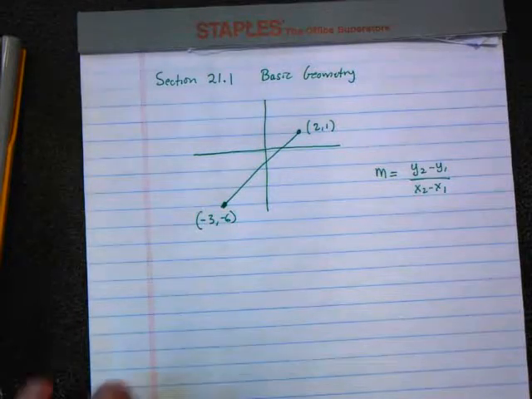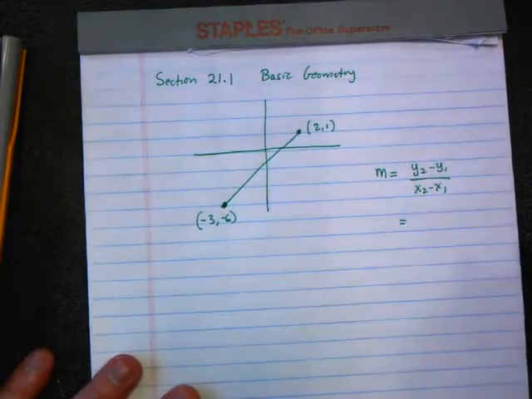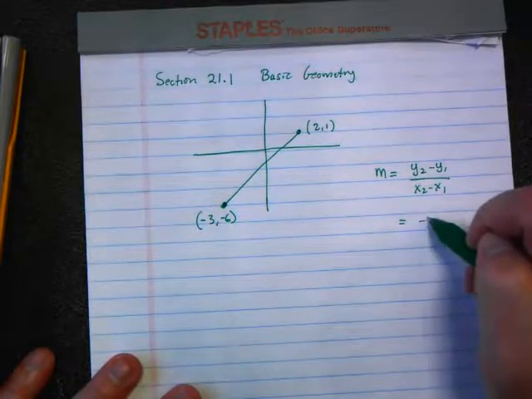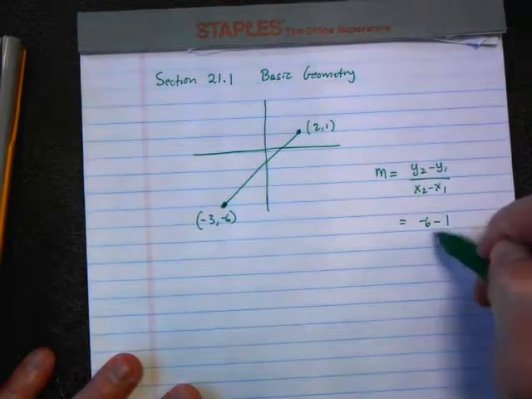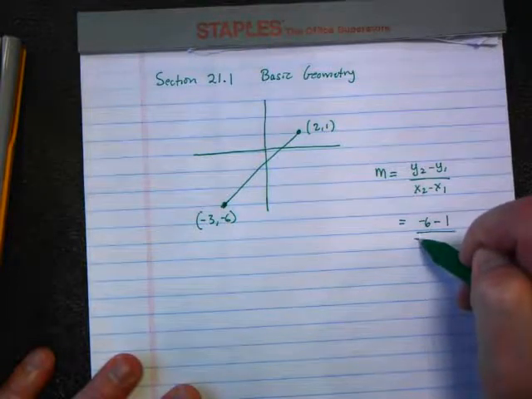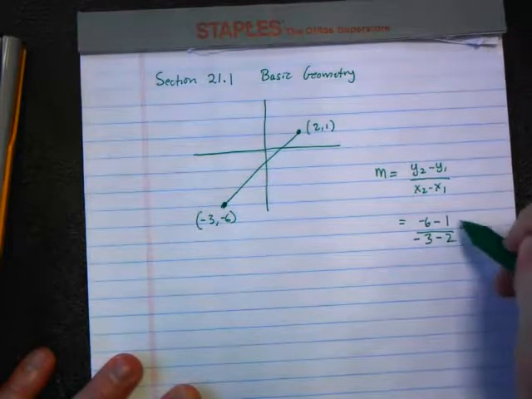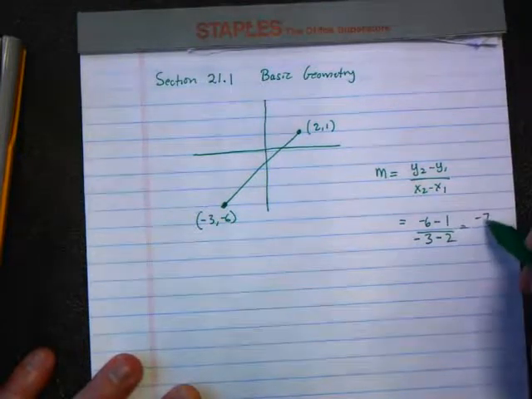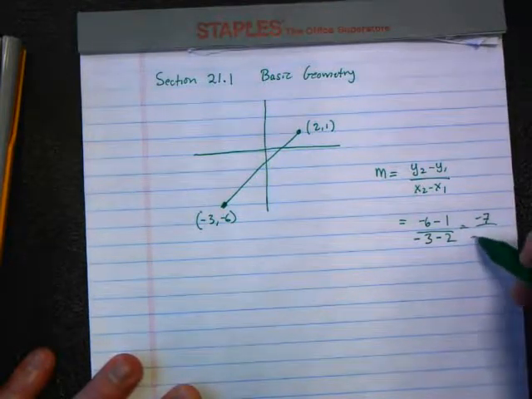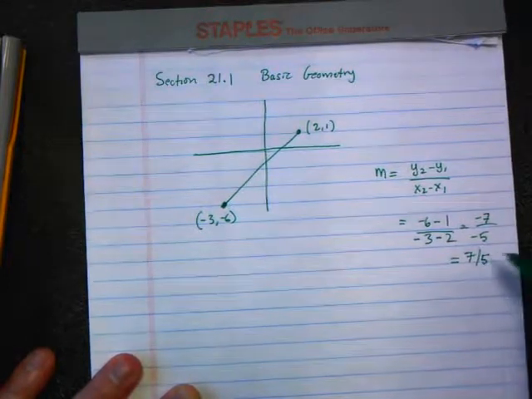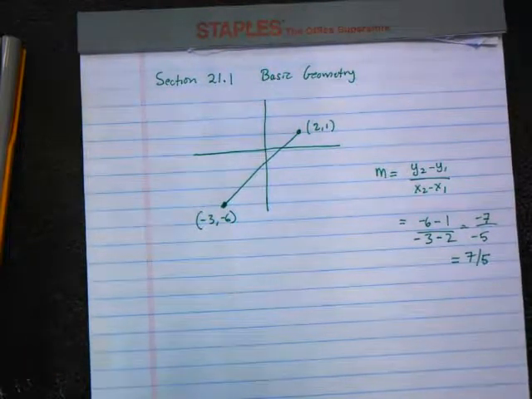All right, so plugging numbers in: -6 minus 1 over -3 minus 2. -6 minus 1 is -7. -3 minus 2 is -5. So our slope is 7/5. All right, so there's a little basic geometry. That's something you already knew. See, I told you this was going to be easy.